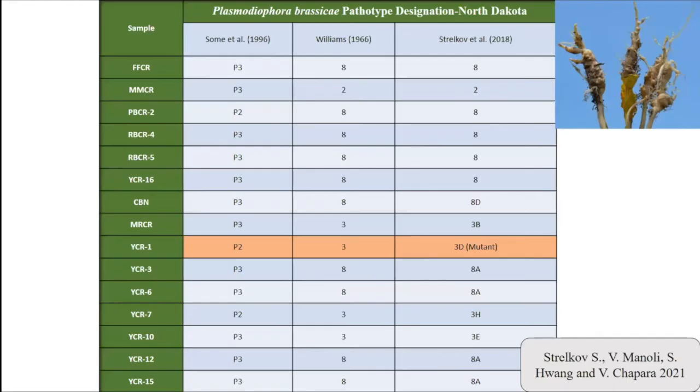Based on that study, we have a mutant pathotype in our North Dakota soils. It is only in one field. We found it last May. Then we thought, okay, let's go and test how our resistant varieties are faring, because it is a mutant type, so whether our resistant varieties are still working or not.